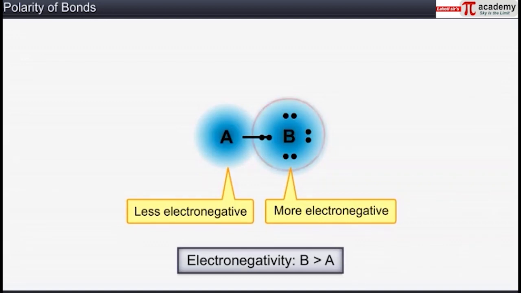As a result, the more electronegative atom gets a partial negative charge, while the less electronegative atom gets a partial positive charge. The partial positive and negative charges on the dipole are indicated by the symbols delta plus and delta minus respectively. Therefore, in heteroatomic molecules in which the two atoms differ considerably in electronegativity, two electric poles develop. We say that the molecule has developed polarity.